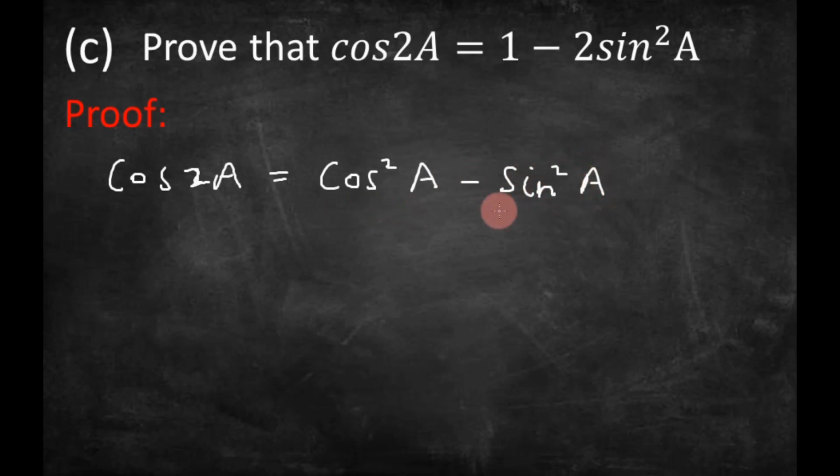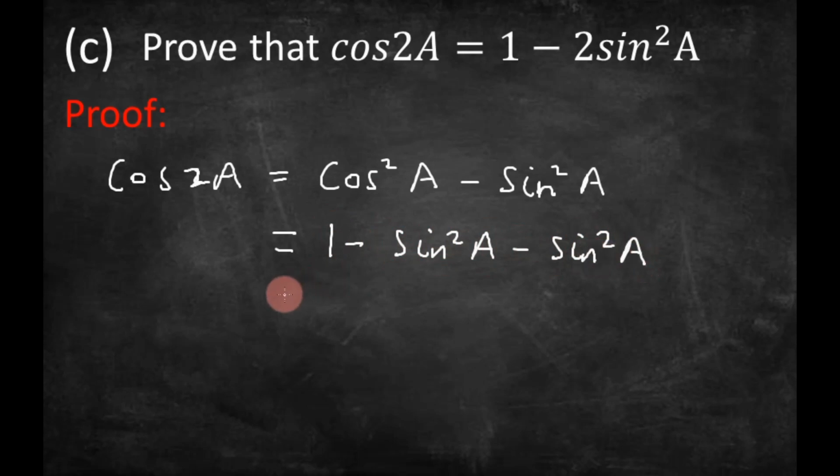We want to write the right-hand side here entirely in terms of sine. And once again, we use the squares identity. We know that cos squared A is equal to 1 minus sine squared A. Now we simply add like terms. Minus sine squared A minus sine squared A, of course, is minus twice sine squared A. And this comes to the right-hand side of what we needed to prove.